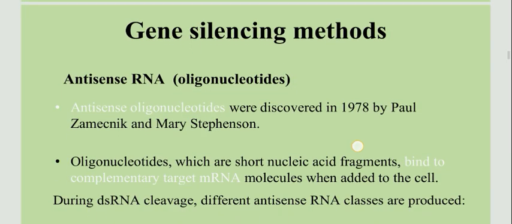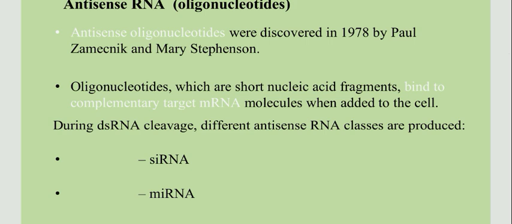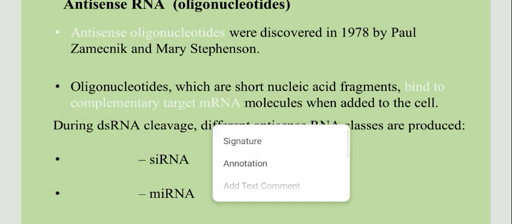Gene silencing method: antisense RNA oligonucleotides. Antisense oligonucleotides were discovered in 1978 by Paul and Mary. Oligonucleotides, which are short nucleic acid fragments, bind to complementary target mRNA molecules when added to the cell. During dsRNA cleavage, different antisense RNA classes are produced like siRNA and miRNA.